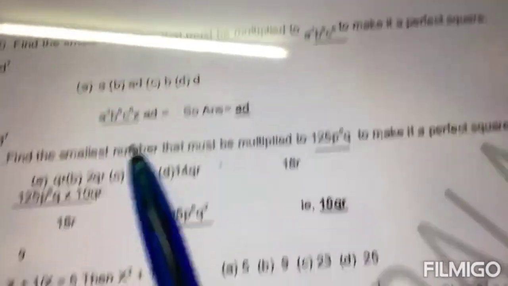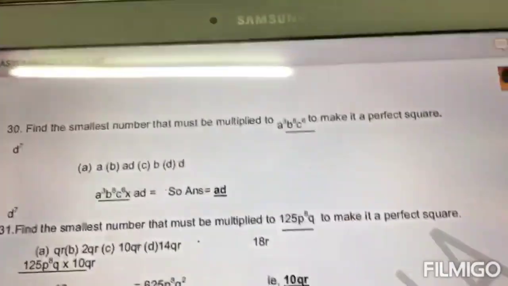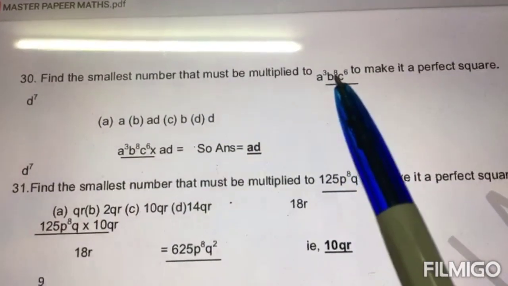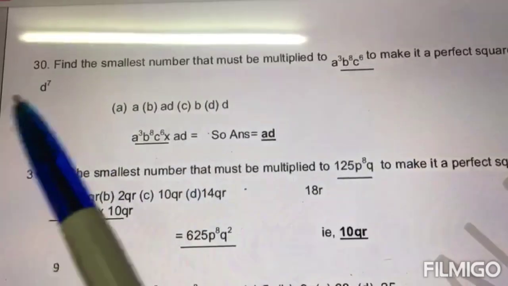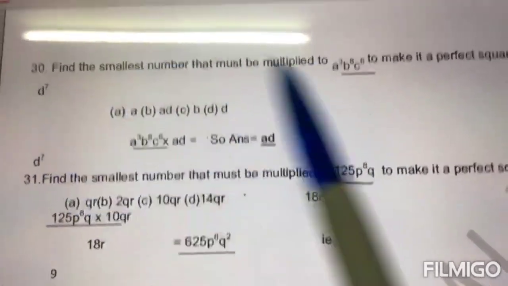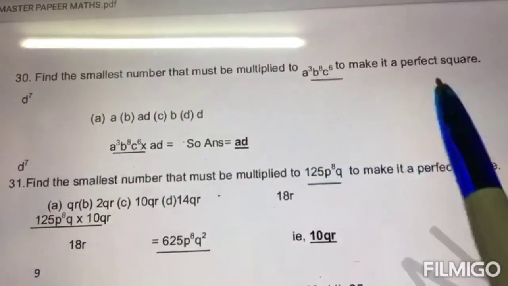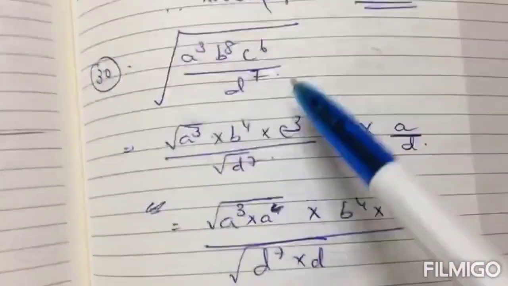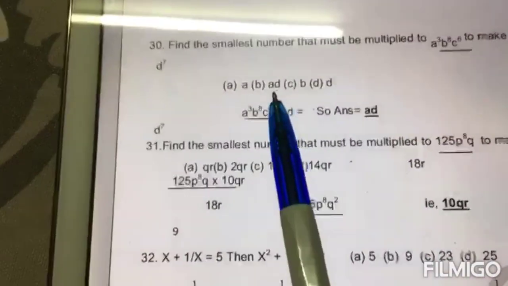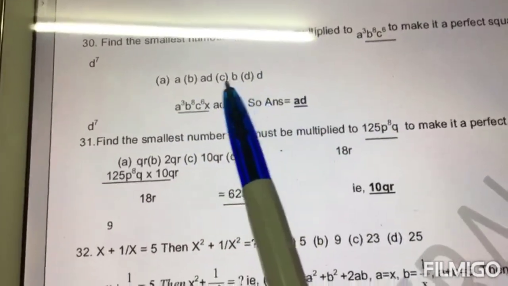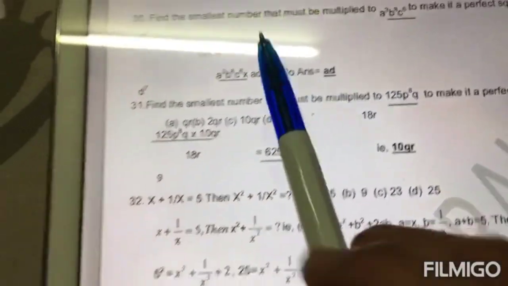It says, find the smallest number that must be multiplied to a cube into b raised to 8 into c raised to 6 divided by d raised to 7. Sorry, there is an arrangement mistake here. I think it's some typo error. To make it a perfect square. Okay. So when you're given answer choices, you try multiplying this term by each of the answer choices and see if you get a perfect square.